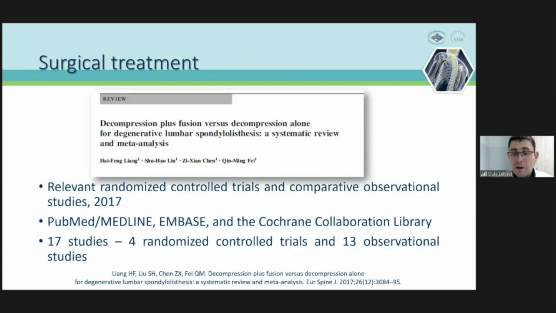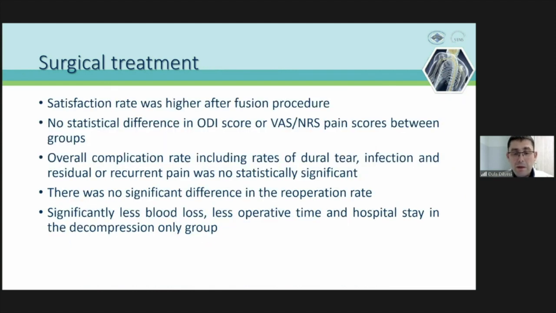In a meta-analysis conducted by Haifeng in 2017, relevant randomized controlled trials and comparative observational studies were selected. And this meta-analysis included 17 studies. This analysis showed that the satisfaction rate was higher after the fusion procedure, and there was no statistical difference in ODI score or Weiss-Senner's pain score between groups.